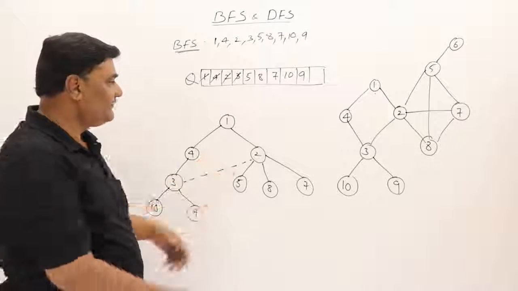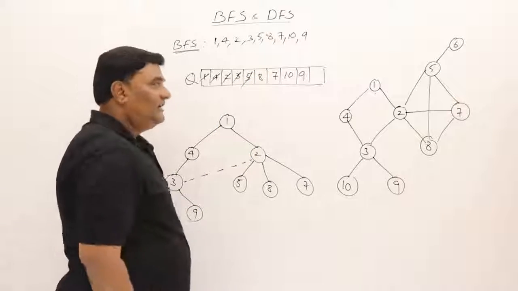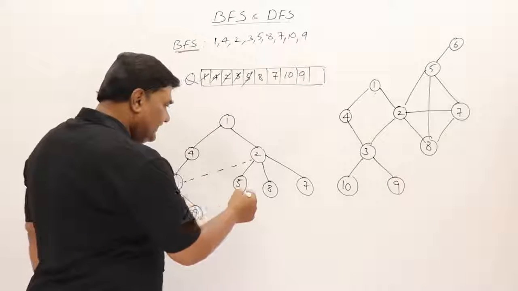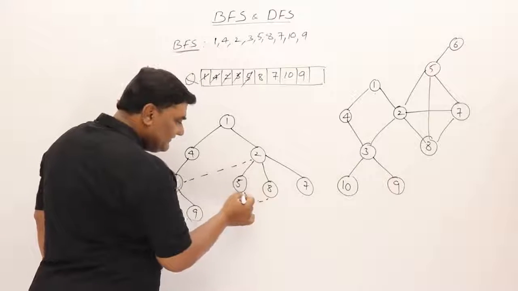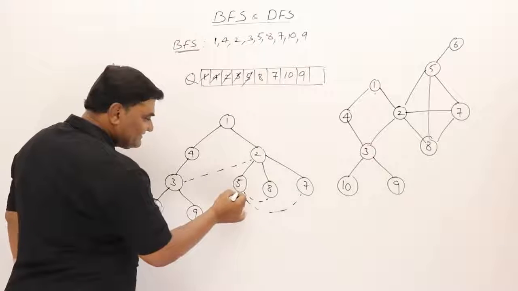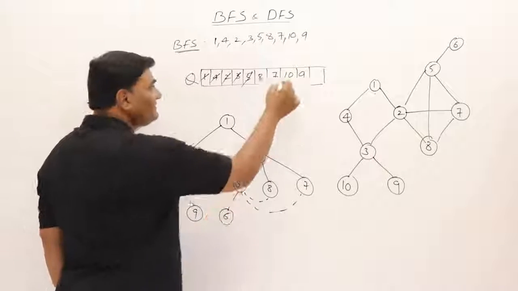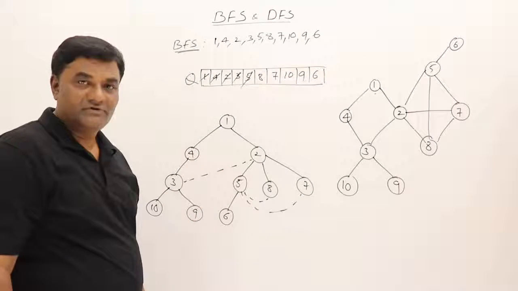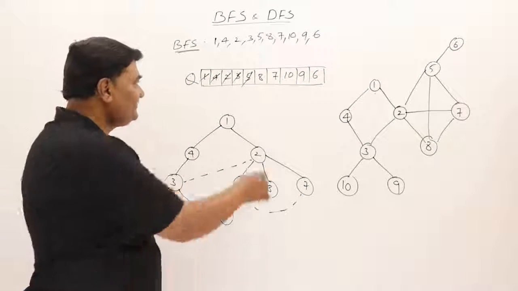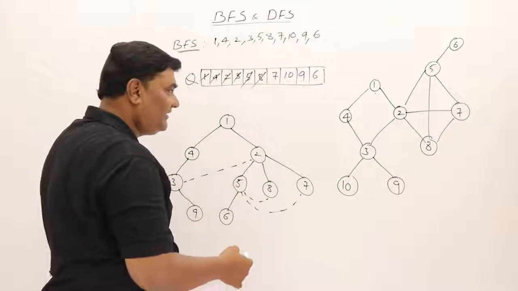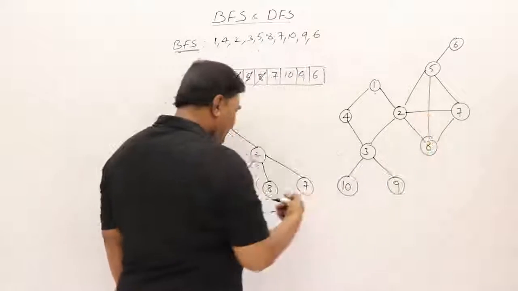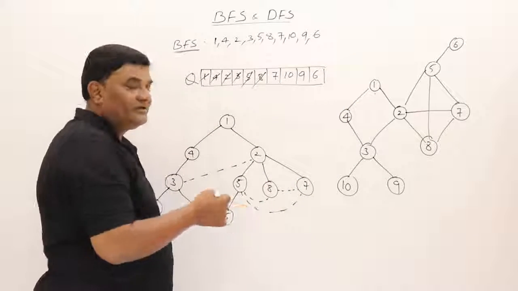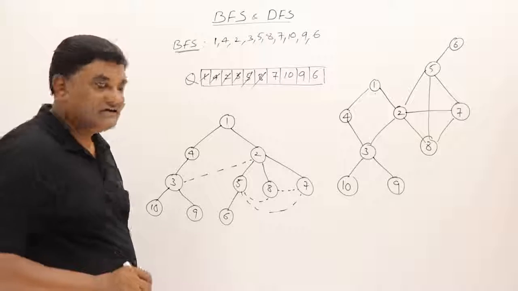Now select the next vertex for exploration. 5. Anybody adjacent to 5? Yes, 8 and 7 and 6. So 8 already visited. 7 already visited. 6. So 6. 5 is completely explored. Select the next vertex for exploration. 8. Who is adjacent to 8? 2 and 7. 2 actually we came from there. 7. Draw a dotted line. For a vertex which is already visited, we draw a dotted line.